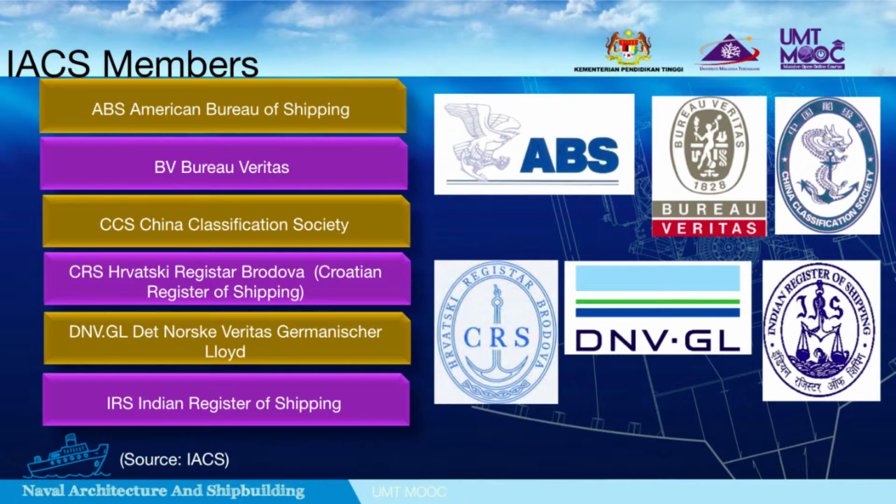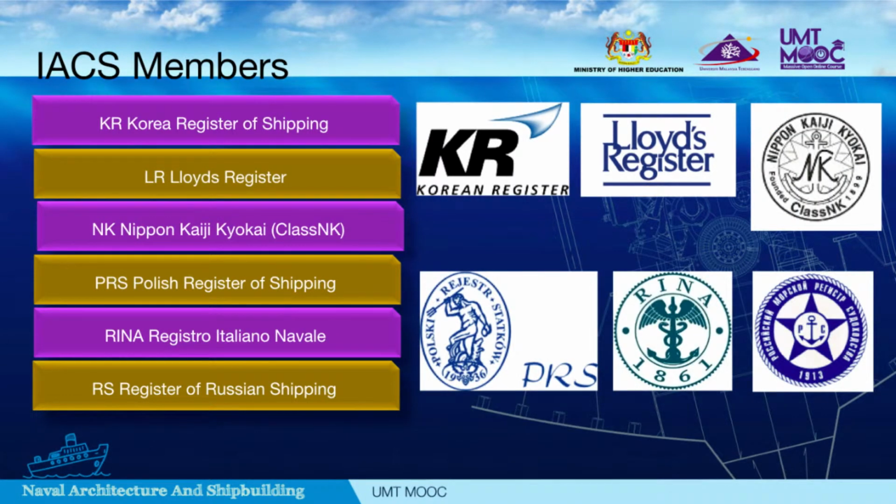The IACS members are American Bureau of Shipping, Bureau Veritas, China Classification Society, Croatian Register of Shipping, Det Norske Veritas Germanischer Lloyd, Indian Register of Shipping, Korean Register of Shipping, Lloyd's Register, Nippon Kaiji Kyokai, Polish Register of Shipping, Register of Russian Shipping.